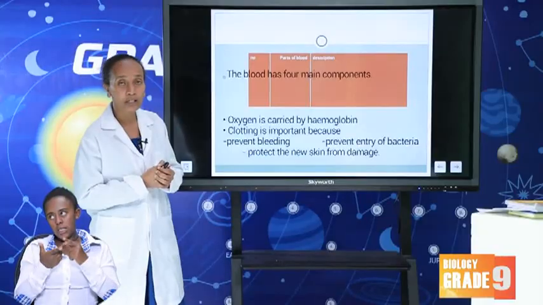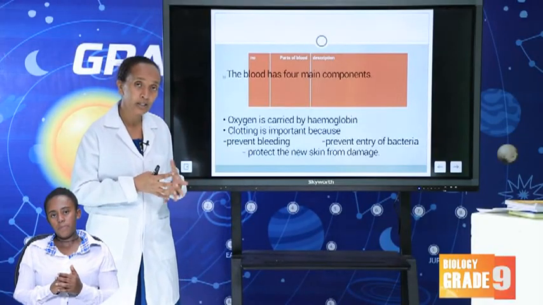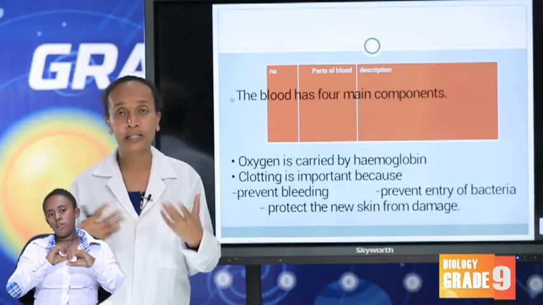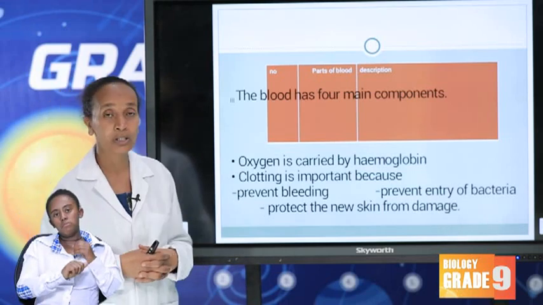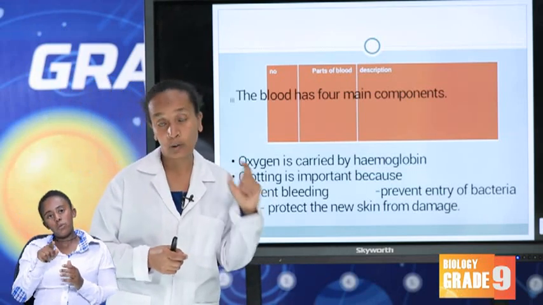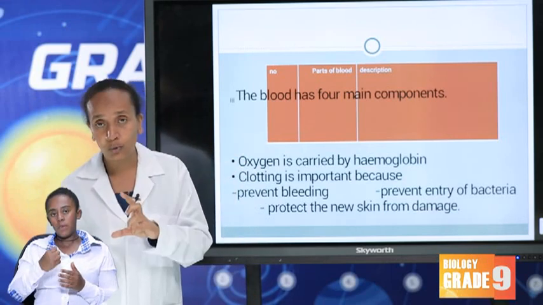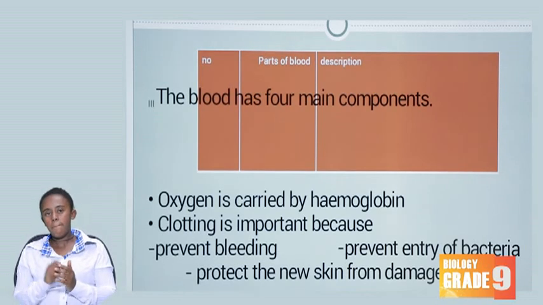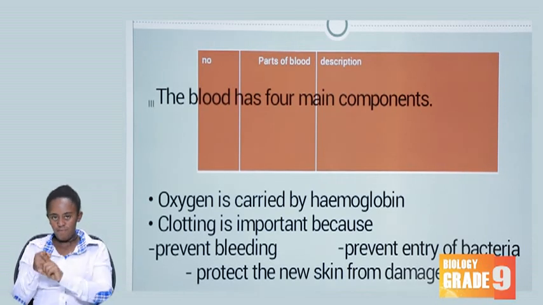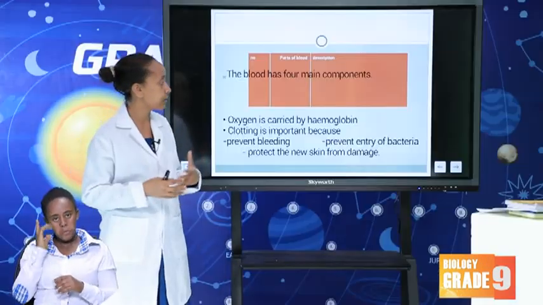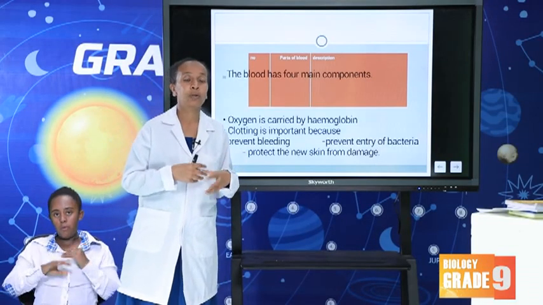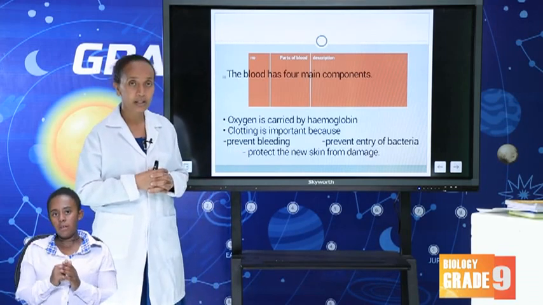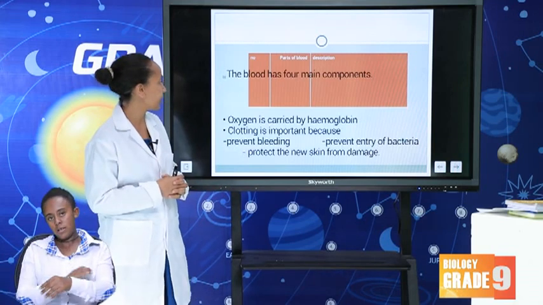And the third component of the blood is white blood cells, which are very important in defending our body from diseases. Or in other words, you can say that the white blood cells are part of our immune system. They defend the body by attacking microorganisms that can cause disease. When these microorganisms enter our body, they will be engulfed or killed by the white blood cells before they produce the disease.